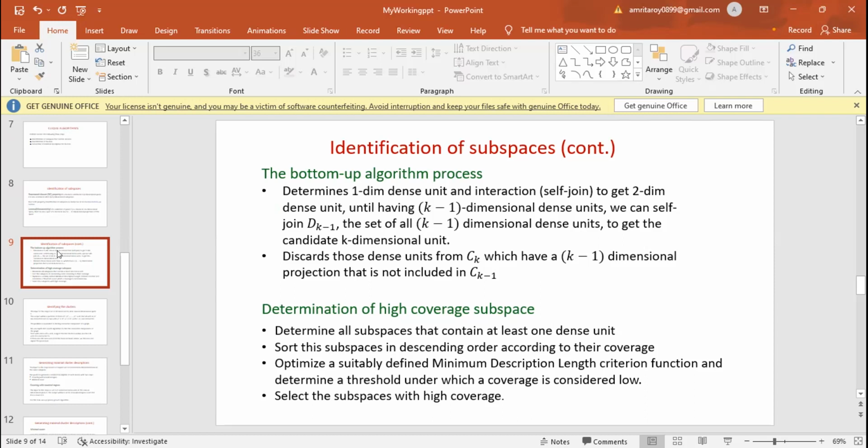Now, the bottom-up algorithm can be made faster by MDL-based pruning. Now we discuss about MDL-based pruning to decide which subspaces are interesting. We apply the minimal description length principle. The basic idea underlying this principle is to encode the input data under a given model and select the encoding that minimizes the code length.